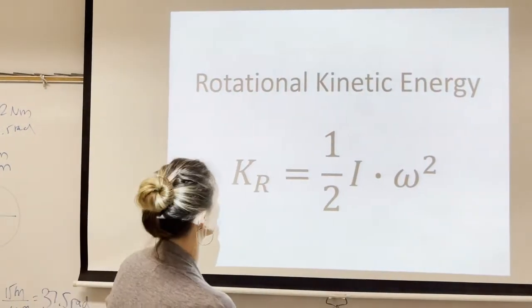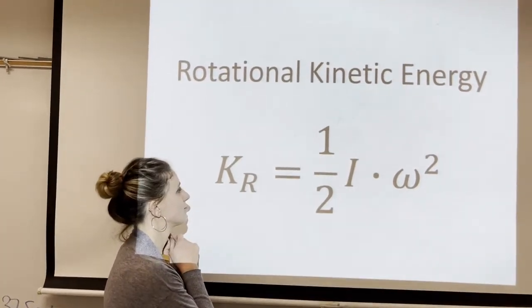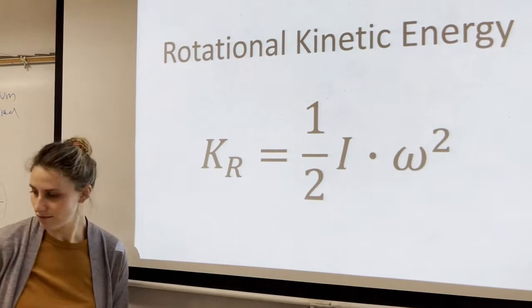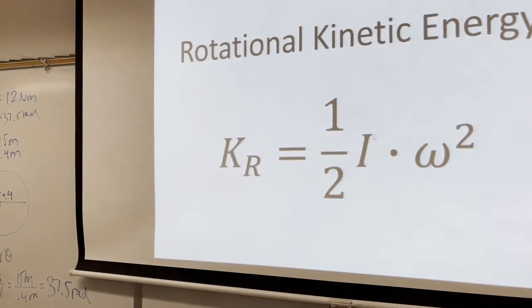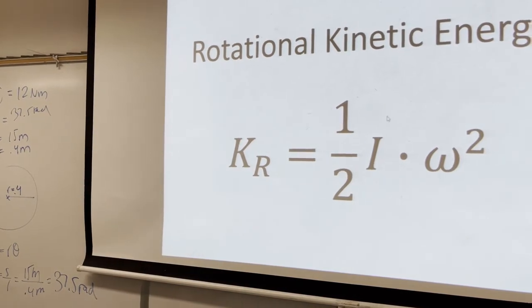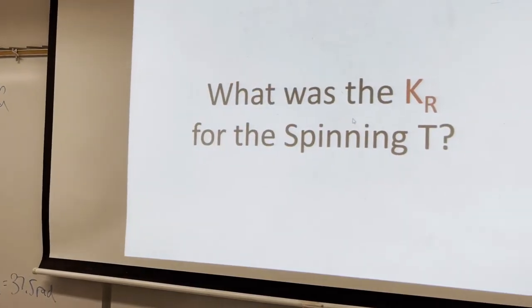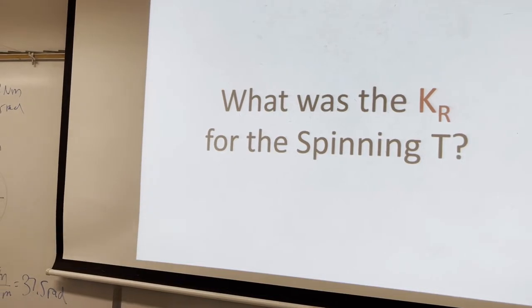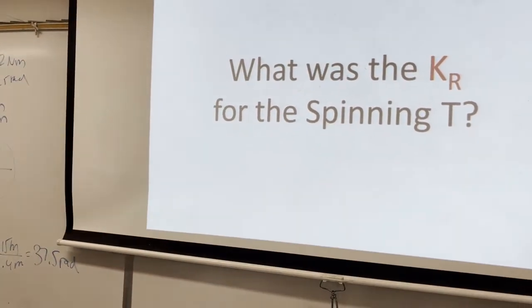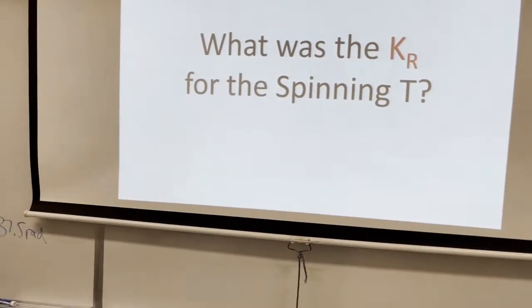Rotational kinetic energy is defined by this equation. Oh yeah, that's just like the regular kinetic energy. Translational is 1/2 mv squared. That's 1/2 moment of inertia times the angular velocity squared. What was the rotational kinetic energy for the spinning T? Well, we're going to need 1/2 I omega squared.